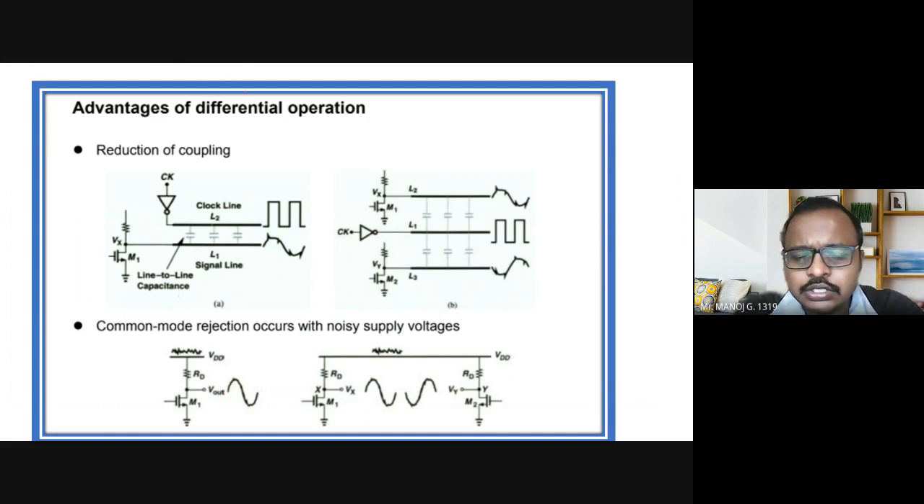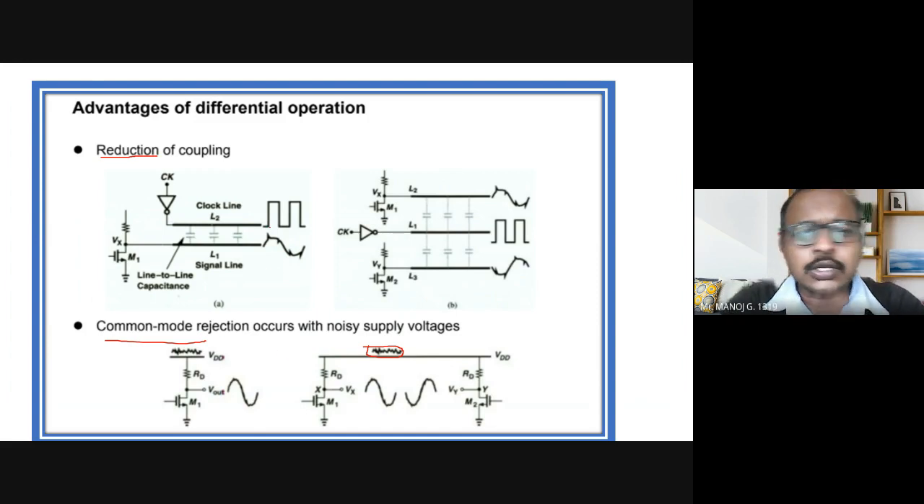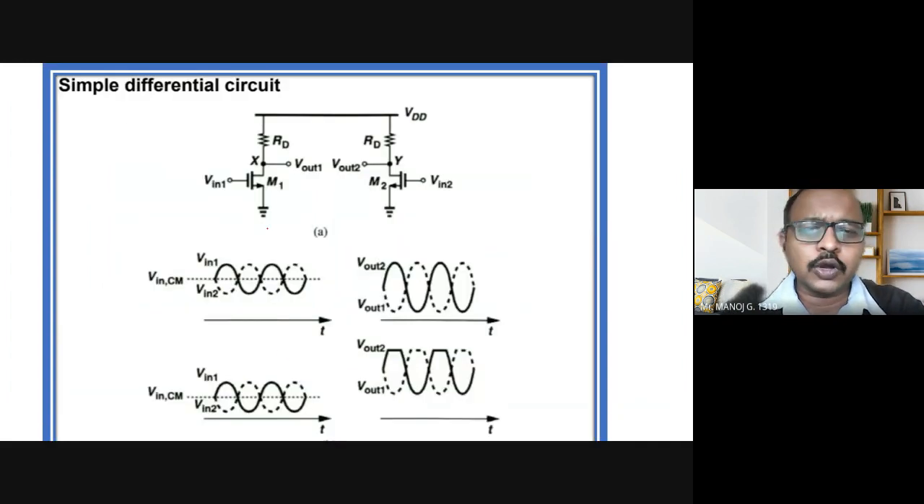Now there are advantages. We have already seen what the advantages are in the last class, but just to figuratively plot it out, what are the major advantages? It reduces the coupling effect. Coupling is between two elements you need to join, and the effect of reduction is done, with respect to the signals. The other advantage is common mode rejection occurs with respect to the supply noise. The noise factor in the supply is being rejected by this CM mode. So these are two major advantages of differential operations.